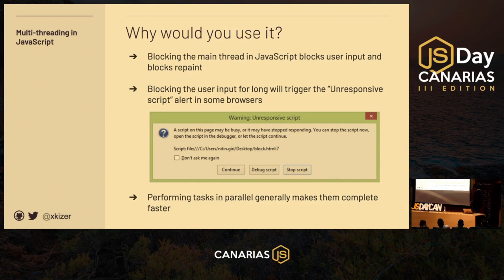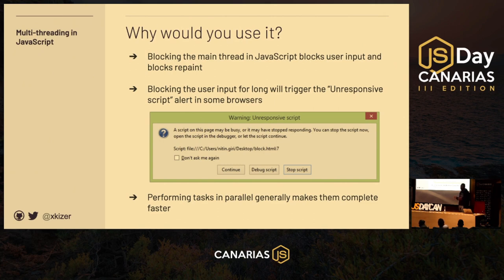Why would you want to use it? First is that blocking the main thread is a really bad idea. If you are doing a calculation that takes more than 16 milliseconds, you are going to get a warning in Chrome. If you are doing a calculation that takes more than about 10 seconds, you are going to get this alert in Firefox, and you really do not want to get this alert in Firefox. Because if you get this alert and your script is stopped, that is it. Your web page is broken to the user, and the user cannot do anything else.